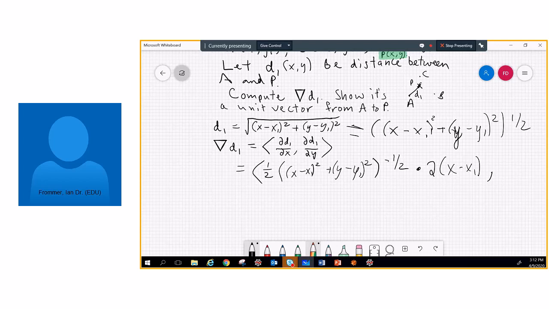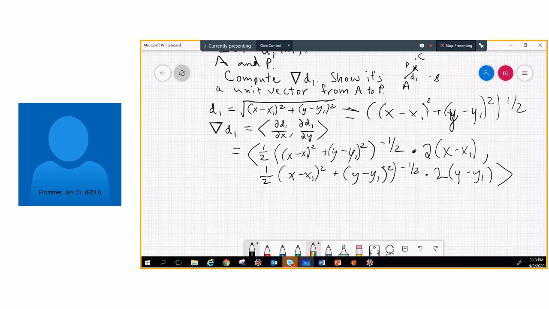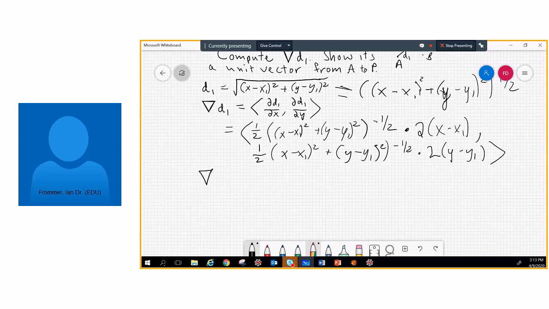And then you get the same idea for the other one. It's just 1/2 times, for the y component, the y derivative, x minus x1 quantity squared plus y minus y1 squared to the minus 1/2. Only difference here being, a Blue's Clues moment, you just would fill this into y minus y1, like that. Okay, so that's the gradient of D1. Let's simplify that a little bit.